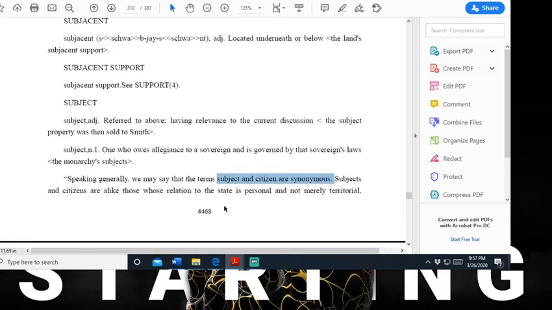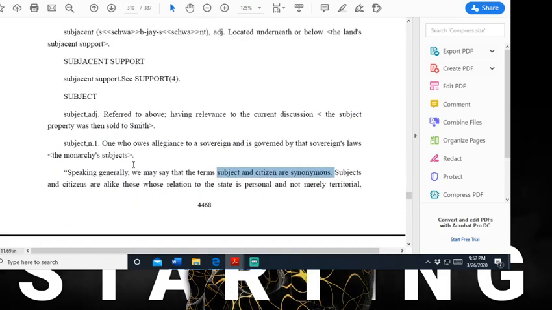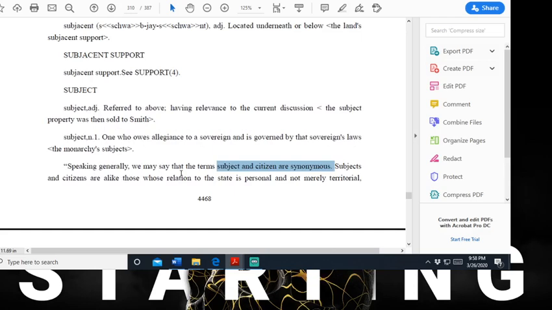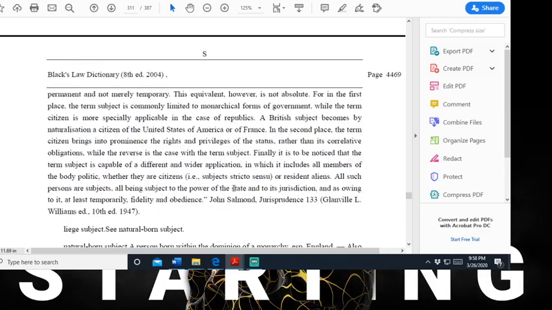So we're gonna talk about subjects. I want you to understand that subject matter and subjects are not the same thing. One who owes allegiance to a sovereign is governed by the sovereign's laws, and in a monarchy, that is a subject. Now, when you talk about a subject and them having personal jurisdiction over you, this is where in personam jurisdiction comes in. So you've got to understand this information and intertwine it so it makes sense.